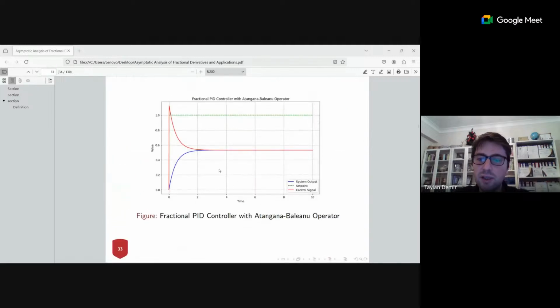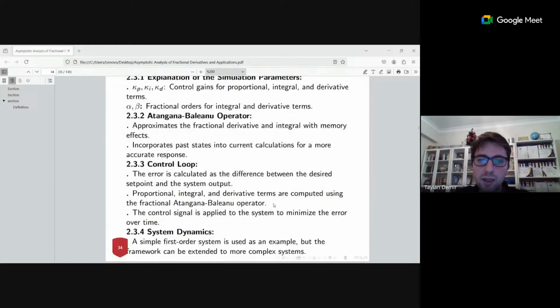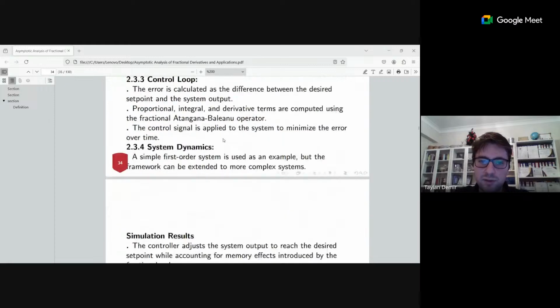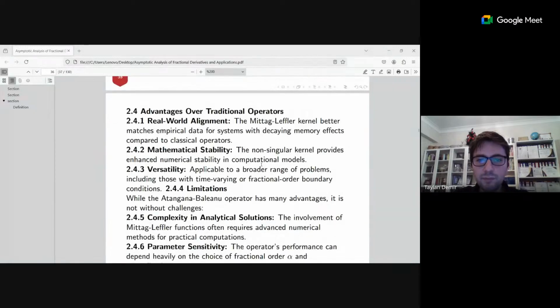This is the simulation according to the system output, the blue line. The red line is the control signal, and the green piecewise line is the set point according to the fractional PID controller with Atangana-Baleanu operator simulation. And we wrote detail about this simulation. Yes, and advantages over traditional operators.